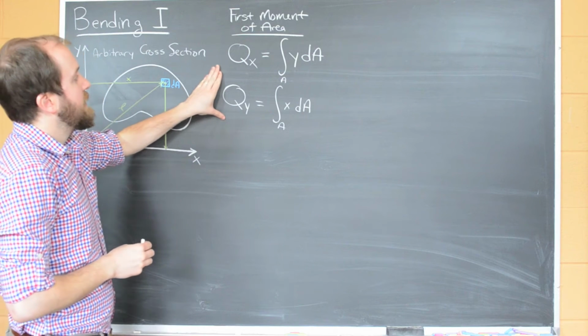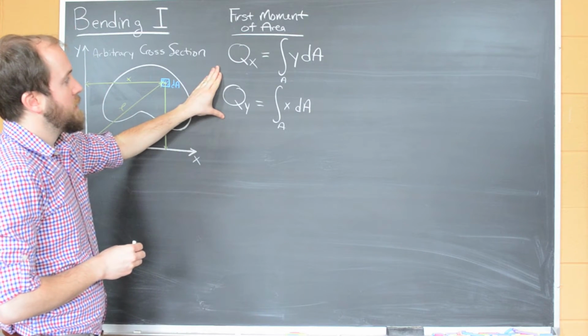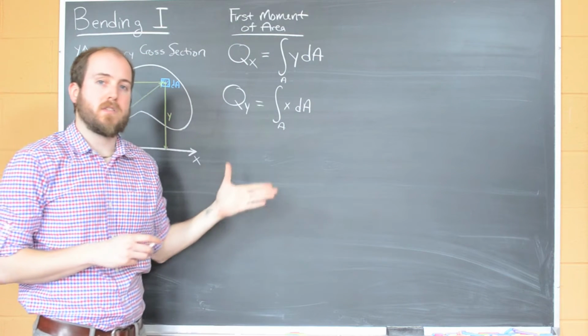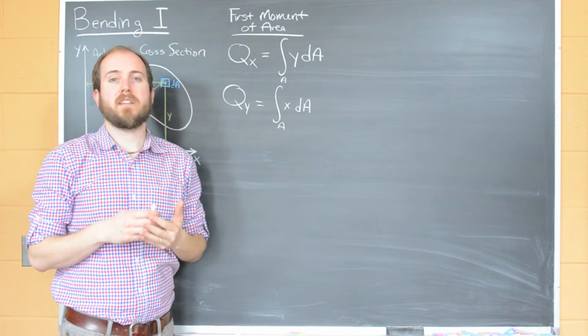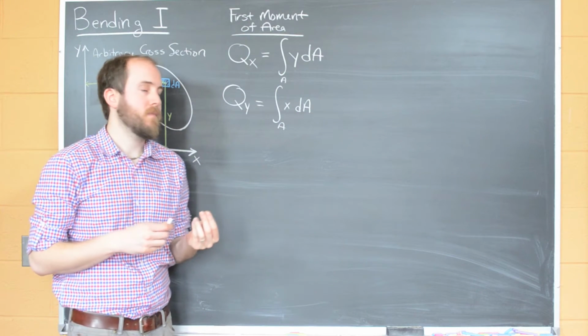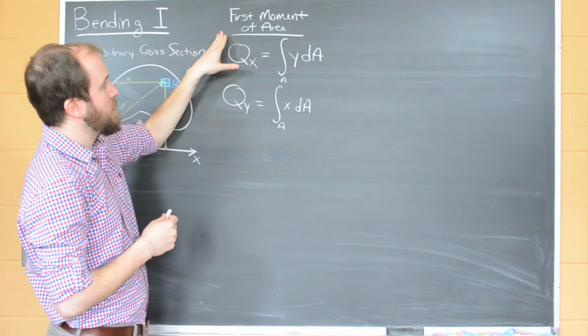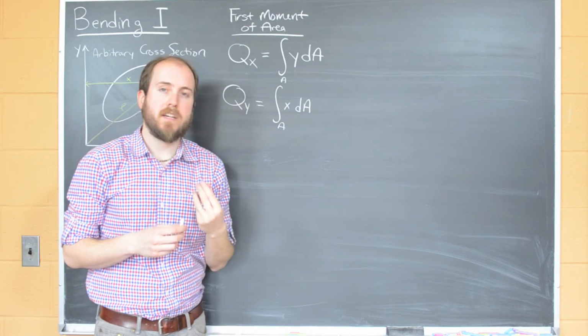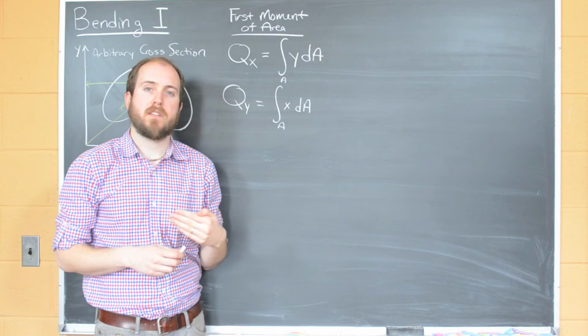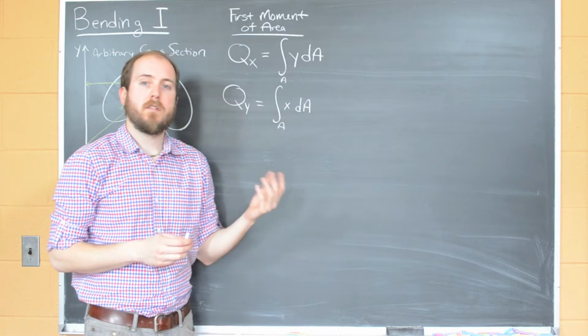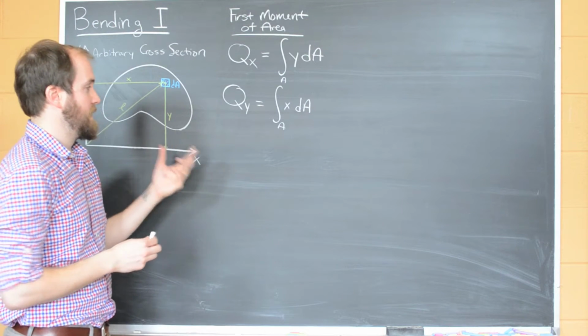The reason why we want to be able to calculate this first moment of area is going to come up in two different places. The first place we're going to discuss right now, which is it's going to allow us to directly calculate the centroid of a cross-section. The second place where this capital Q, this first moment of area, shows up is in calculating the transverse shear stress in a bent beam. And we're going to come back to that at a later time. But for right now, what we want to consider is the centroid.